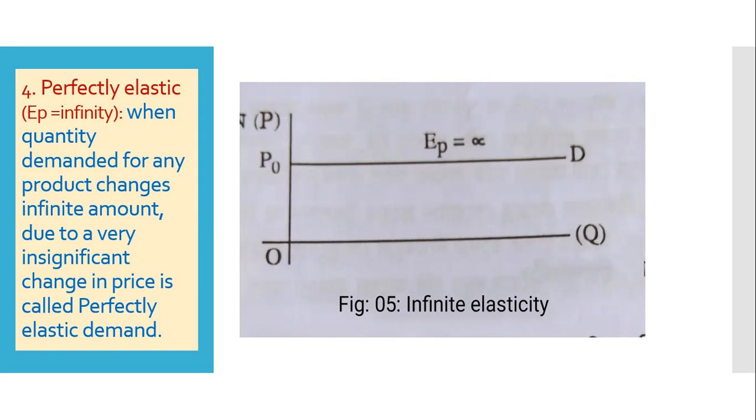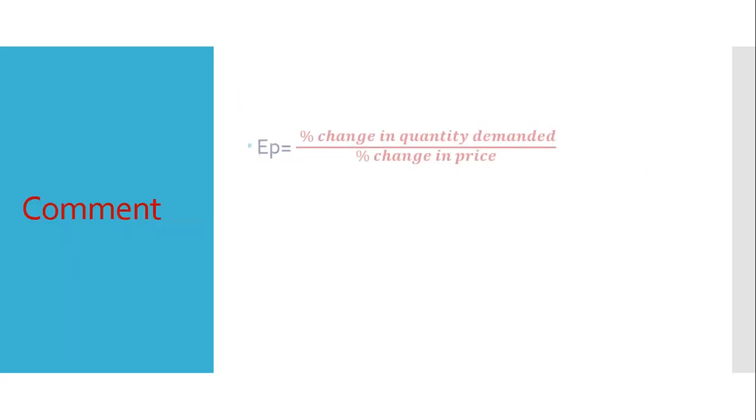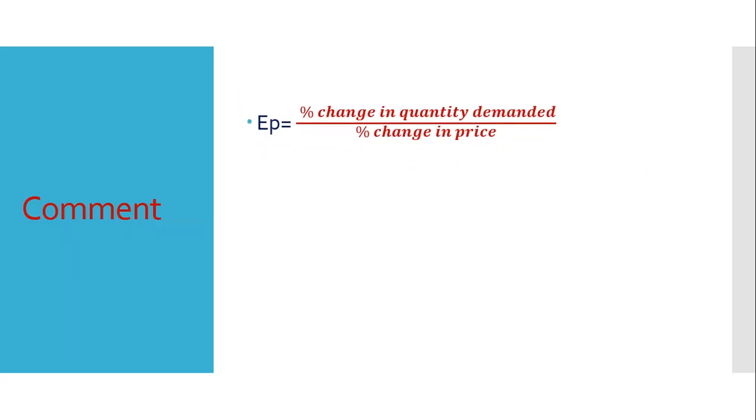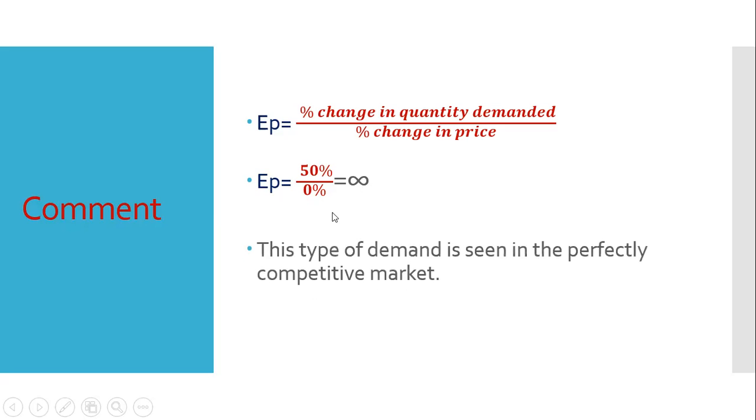So now let us go to the next. Here is the formula, and here the insignificant change in price is shown by 0, and the change in quantity demanded is great, that is 50%. And when we divide anything by 0, we do not get any result, it becomes infinite. So this type of demand is seen in the perfectly competitive market.